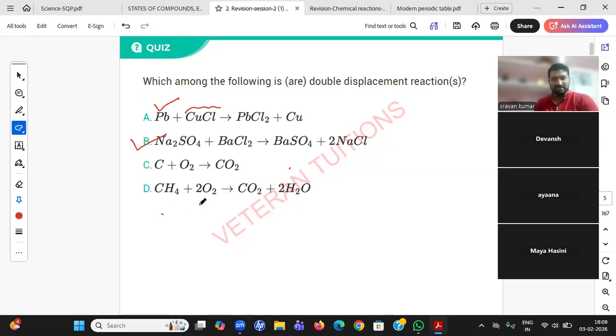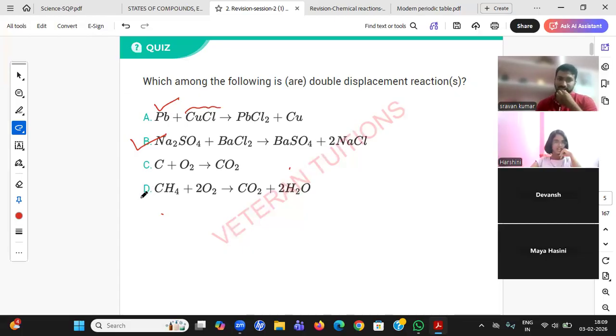What type of reaction is this, Harshini? Sir, it's exothermic and redox. Yes, exothermic, right answer. Redox reaction. Very good.